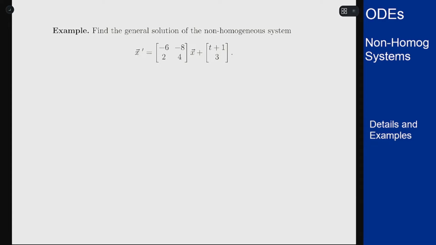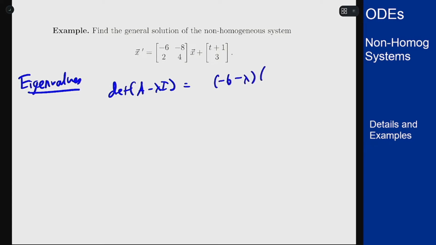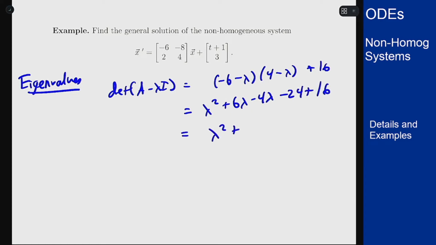In every case, the first step is always to look for the eigenvalues of the coefficient matrix for this system. So our determinant of A minus lambda I is going to be (-6 minus lambda)(4 minus lambda) plus 16, which is lambda squared plus 6 lambda minus 4 lambda minus 24 plus 16, lambda squared plus 2 lambda minus 8, which is (lambda plus 4)(lambda minus 2). I have eigenvalues at -4 and +2.